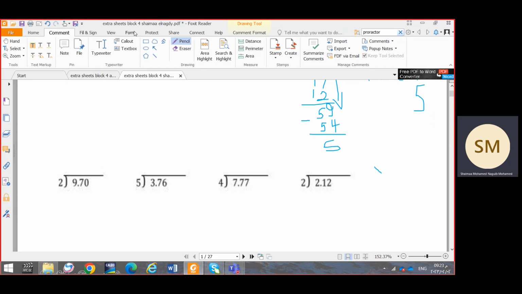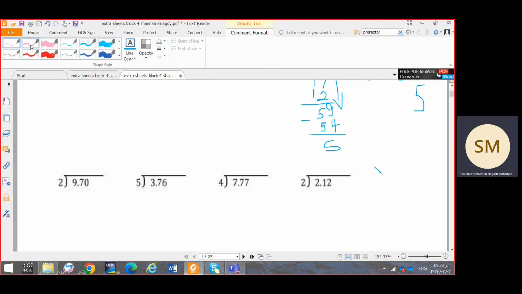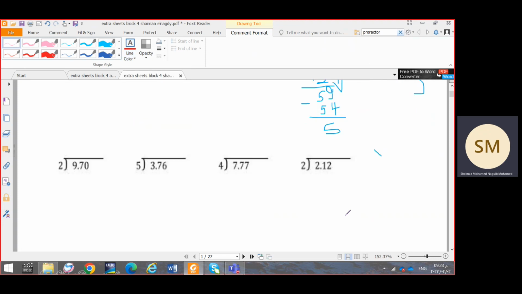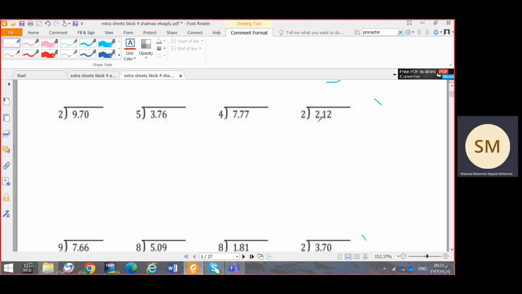I will take this one. Let me change the color of the pencil. If I make 2.12 divided by 2, 2 divided by 2 is very easy, but there is a problem here. You will find this is another kind of division. I will say how many 2 in 2, it's already 1.